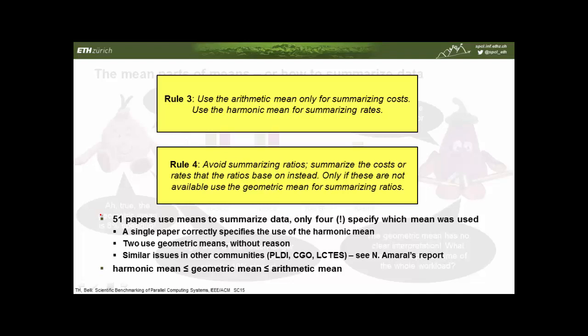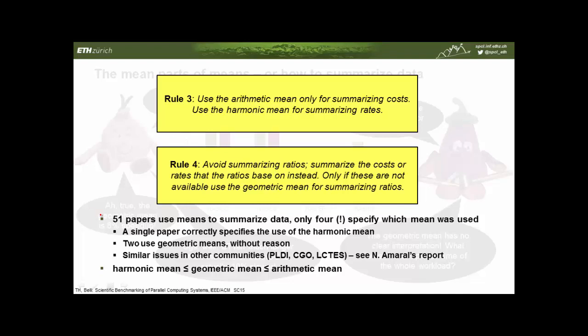And you use the harmonic mean, which I didn't mention, for summarizing rates. So a rate is, for example, watts, or, I don't know, speed, or something like this. Gigaflops, for example, is a rate. Then you should really avoid summarizing ratios at all. Right? So never try to summarize ratios. And this is the problem. Many papers do this, but they don't motivate well why they do this. What you can do to summarize ratios is summarize the base rates instead, or the actual costs.